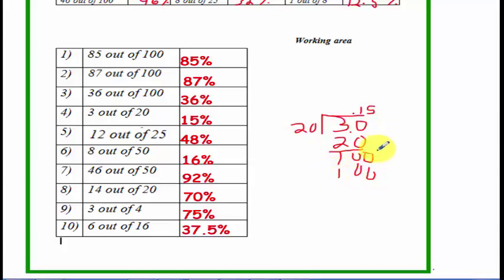So 3 out of 20 is .15. But remember, you should have taken your decimal point and moved it 2 places to the right for 15%. Right? Okay. Hopefully we have all those and we know what's going on.